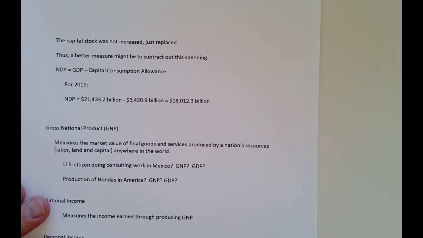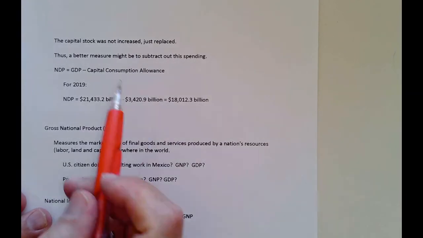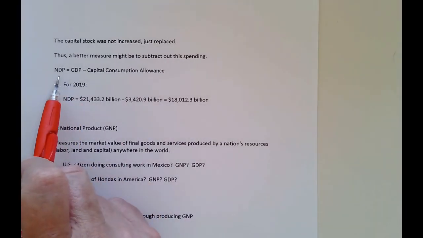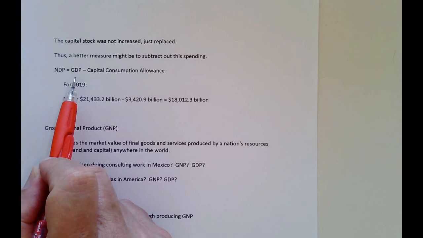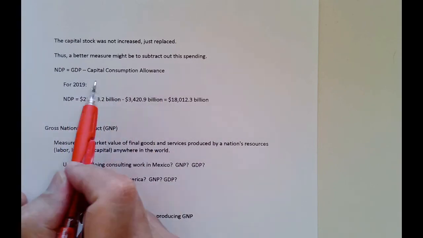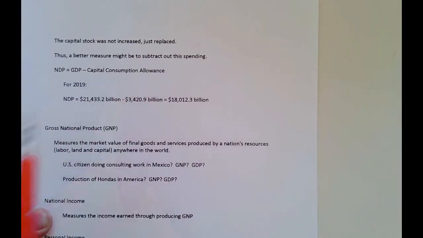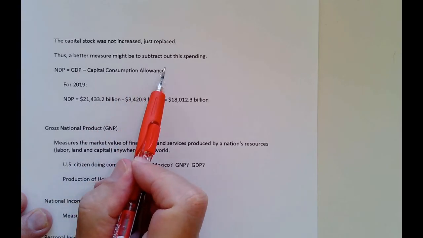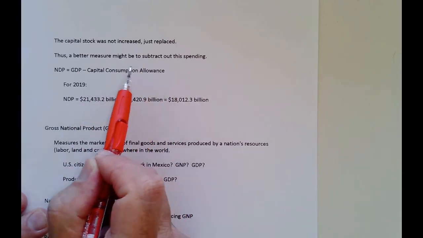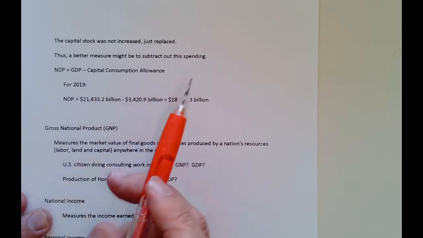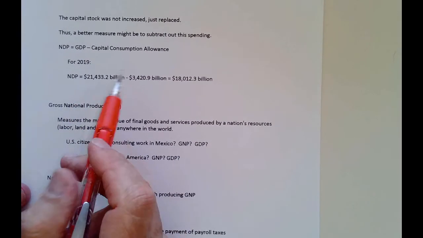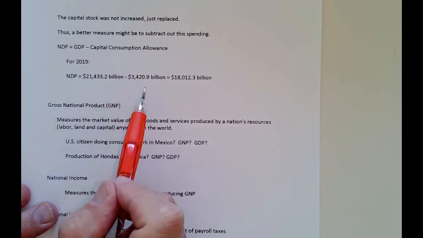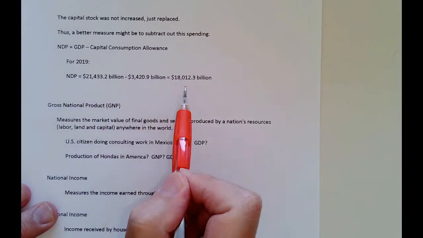And so here again, we have a little equation. Net domestic product is equal to gross domestic product minus the capital consumption allowance. Again, that is the money spent on depreciation. And again, this might be a better measure to subtract out this spending because it's not a net increase in what we're producing. And so for 2019, this is our GDP that we just got. We take out the money spent on depreciation, and that would be our net domestic product.